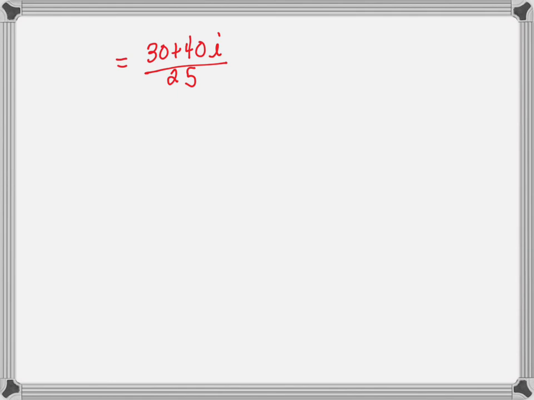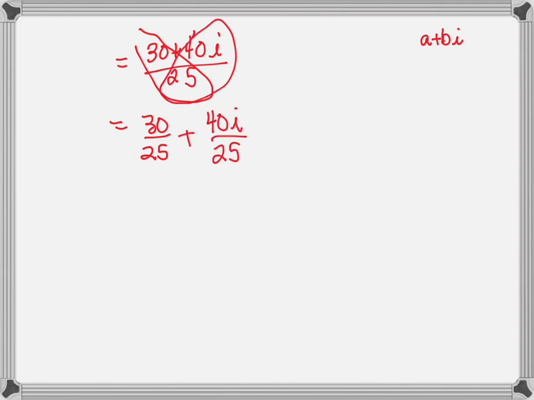Okay, so now let's put this in the form a plus bi. So in order to do this, I think it's easier to separate the fractions. So I have 30 over 25 plus 40 over 25i. And now we can see if our fraction simplifies or reduces. So in the first one, I can cancel out 5s. 30 divided by 5 is 6. 25 divided by 5 is 5. So I have 6/5.